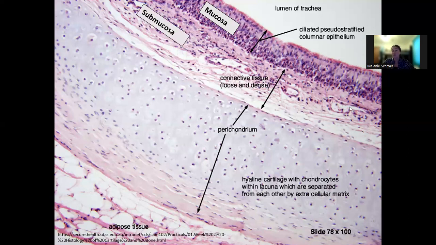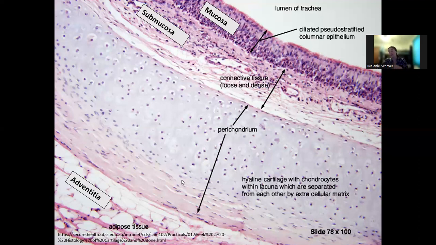Next, we have the submucosa layer. So we can see that there are some blood vessels in here. We can see lots of connective tissue. And then finally, after the submucosa, we have the adventitia, which is just a series of connective tissue, oftentimes also with some loose adipose connective tissue as well.